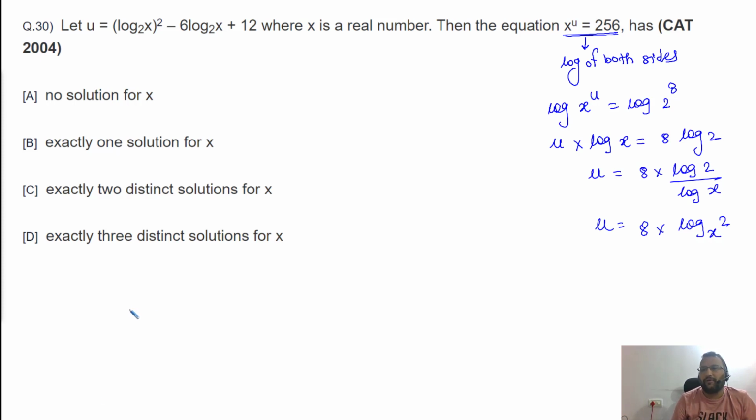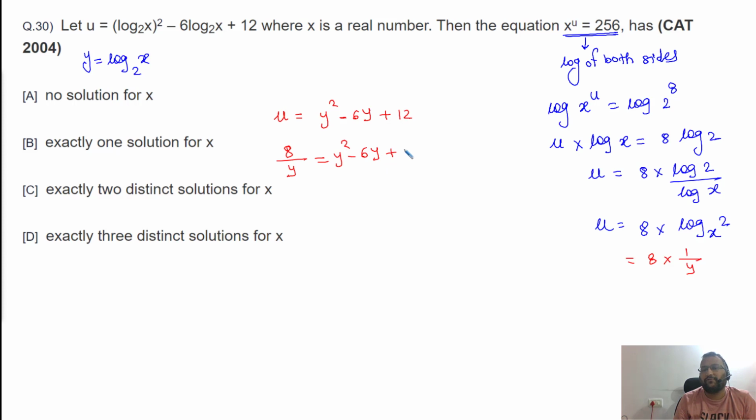So now what we are going to do is use a substitution method. Let's take y is equal to log of x to the base 2. So the given equation u will become y square minus 6 times y plus 12. And the value of u is equal to how much? 8 times log of 2 to the base x, and if log of x to the base 2 is y, then log of 2 to the base x will be 1 upon y. So this is 8 divided by y is equal to y square minus 6 into y plus 12.